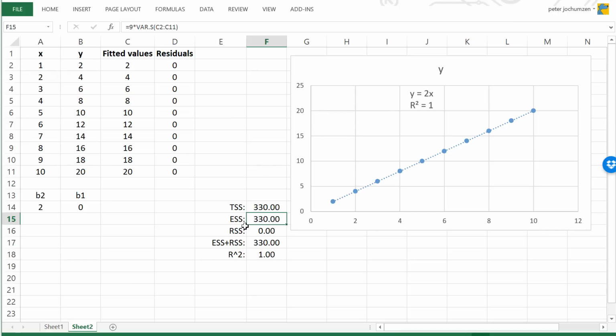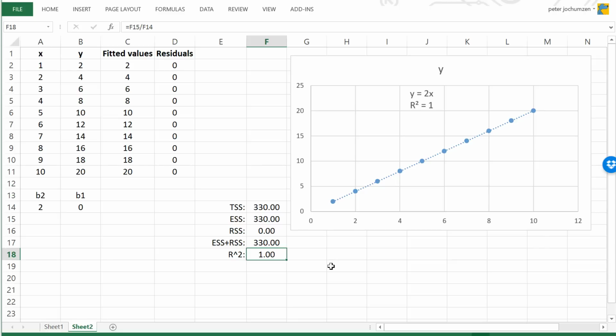So what we say in this case is that the linear trend line explains all of the variation in the y data, leaving nothing for the residuals. There are no residuals, so RSS is 0, and that means that R square is 1. We explain 100% of the data. This will always happen when all your observations line up on a perfectly straight line.